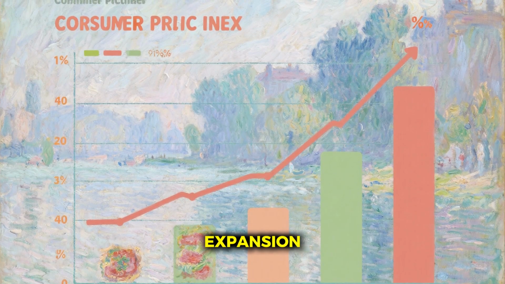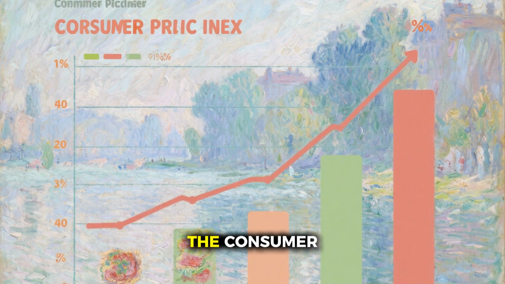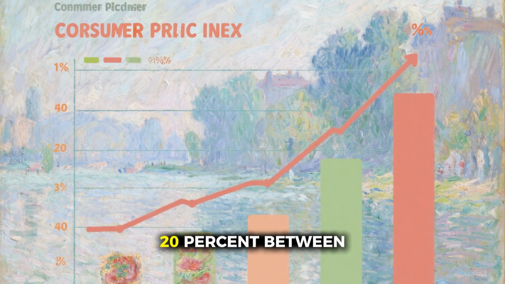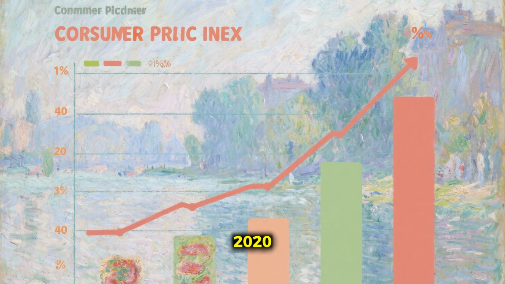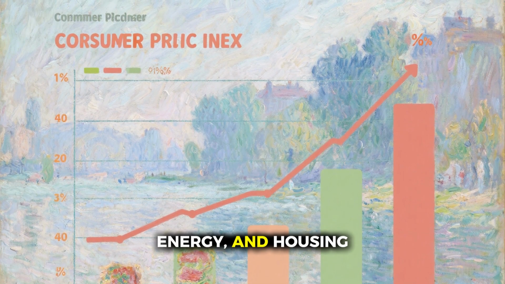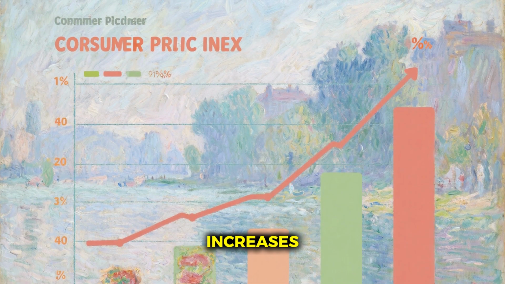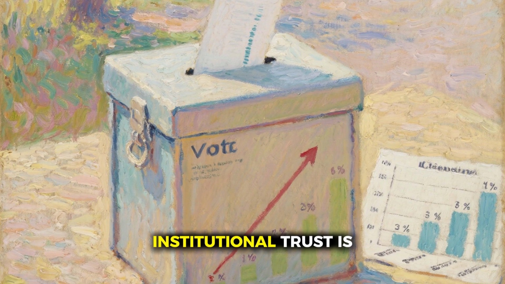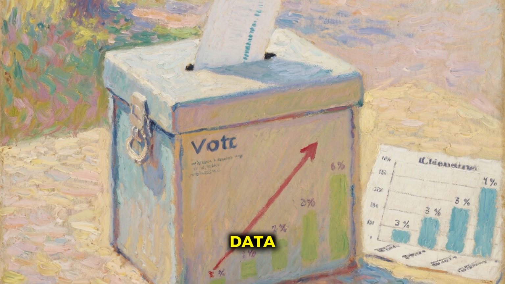This massive monetary expansion produced predictable results. The Consumer Price Index increased approximately 20% between January 2020 and December 2023, with essential categories like food, energy, and housing showing even larger increases. Stage 3, loss of institutional trust, is measurable through polling data.